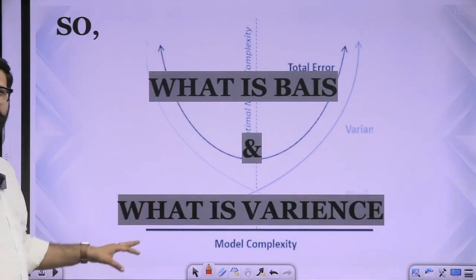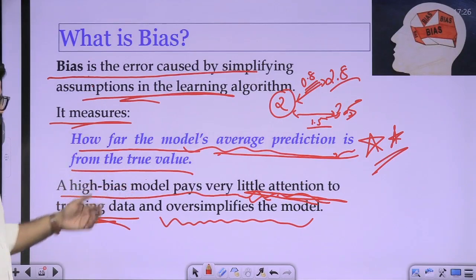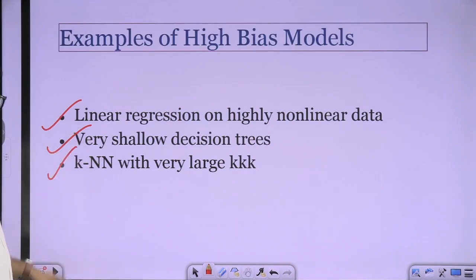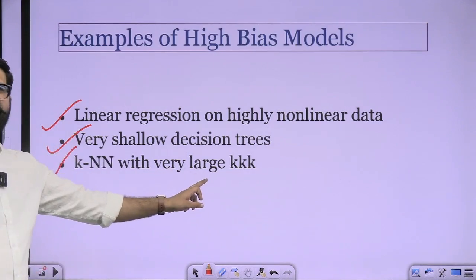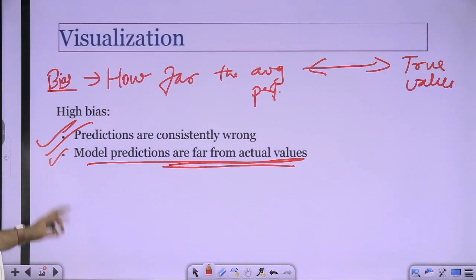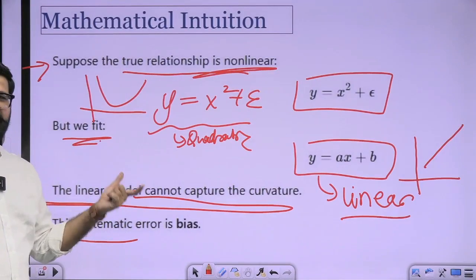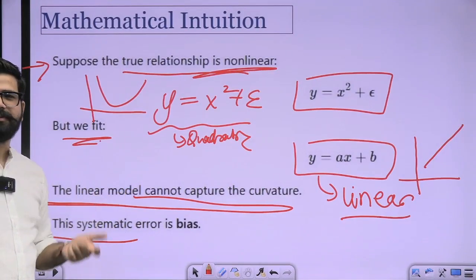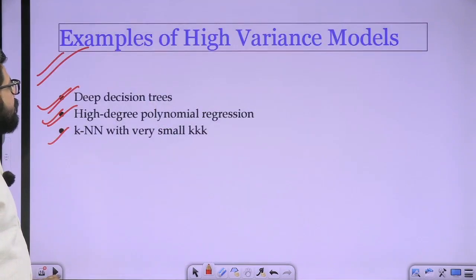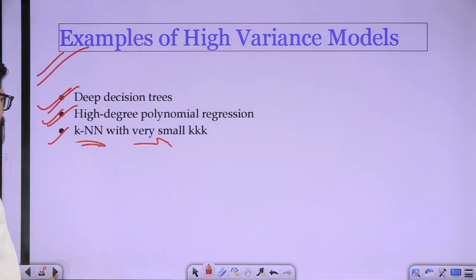What is a bias and what is a variance? So this is your bias, that is how far your model's average prediction is from the true value. Then we have seen this particular example. High bias examples: see KNN with very large K, and in the high variance case we have seen KNN with low K, just the opposite of that. In the visualization part and the mathematical intuition, we took a basic example where we can see that a quadratic problem cannot be solved by linear generalization. So you need to make a trade-off for that. These things you must remember.